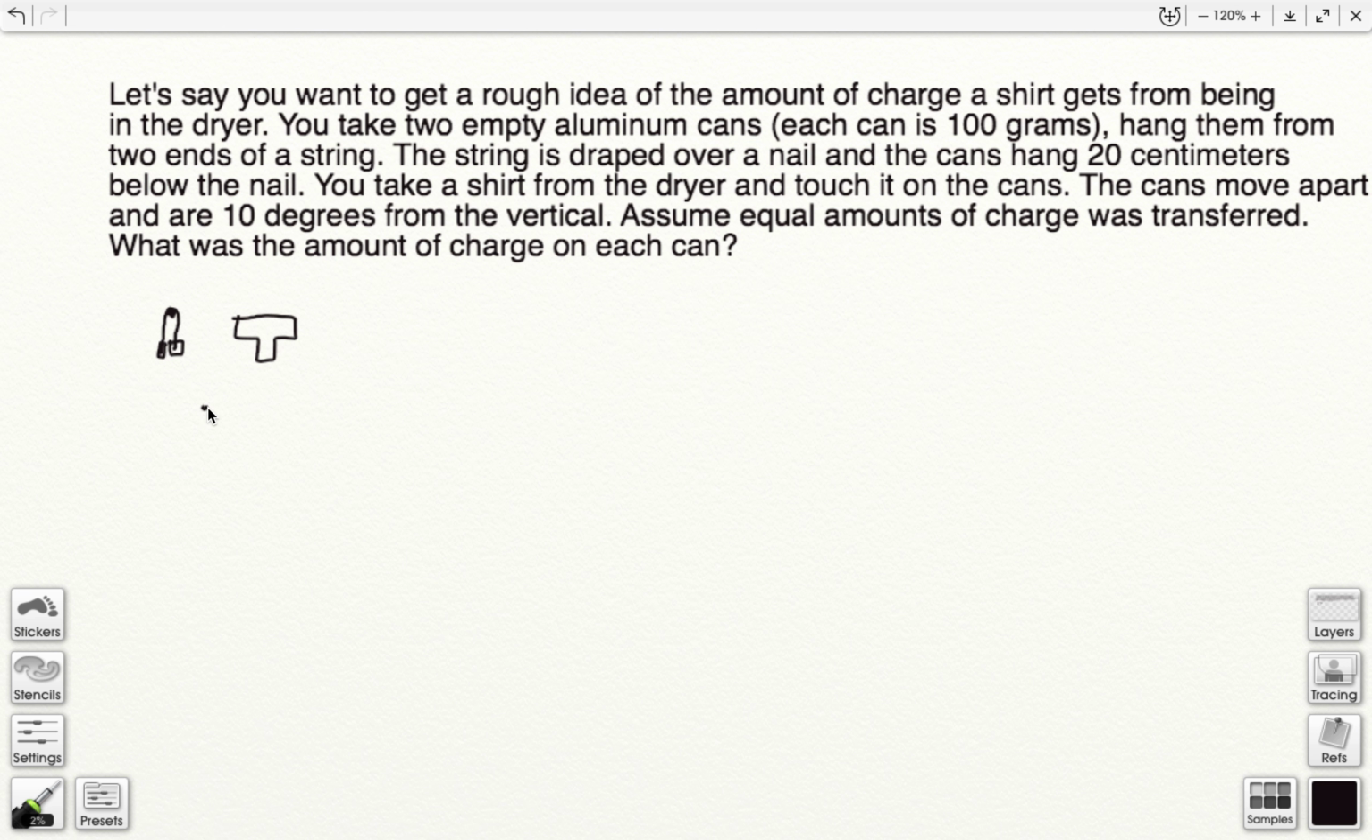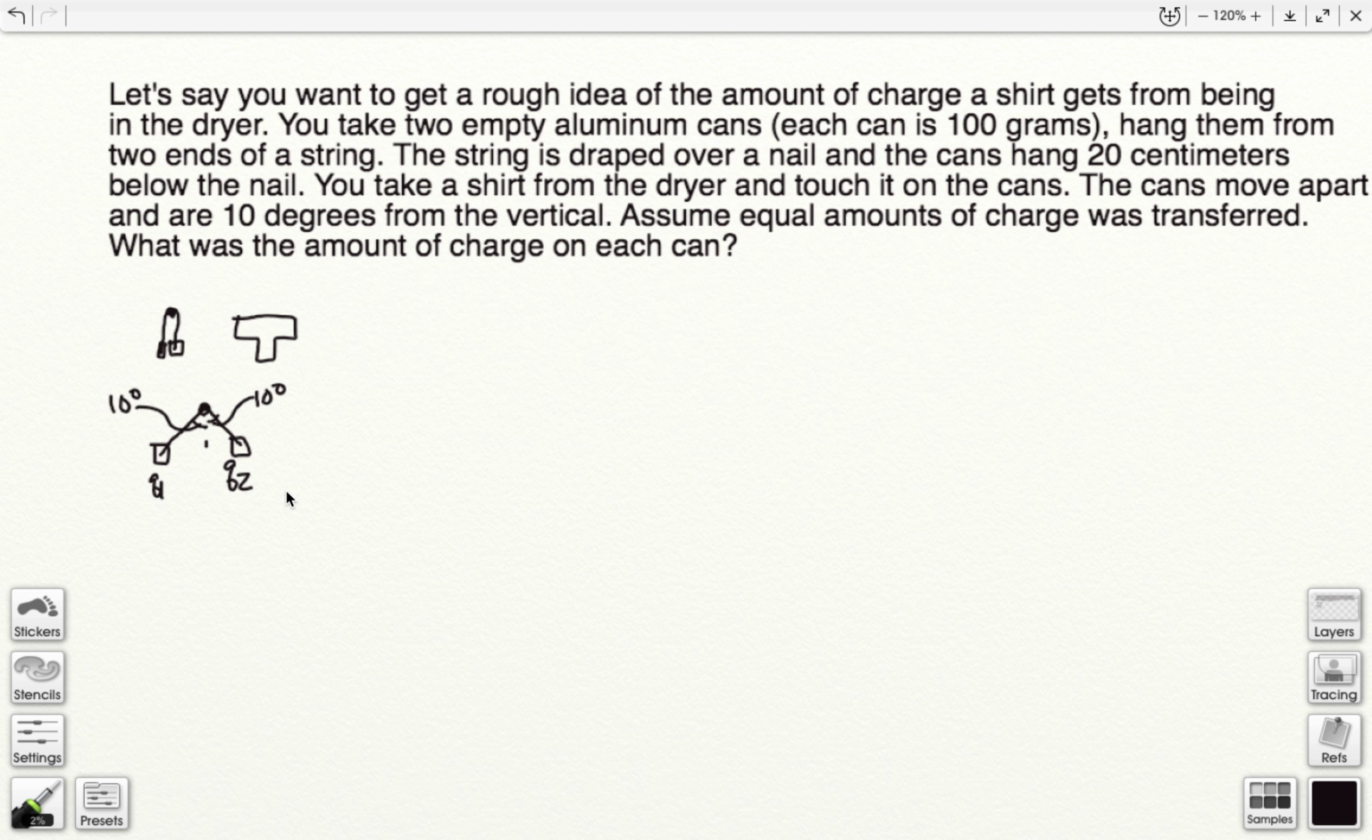So that's why they move apart. So the final position: they're hanging at this angle. This angle's 10 degrees, and so is this angle. And we'll call the charges Q1 and Q2.